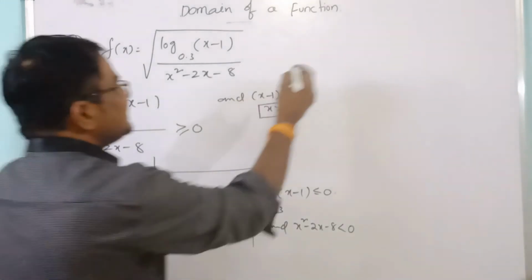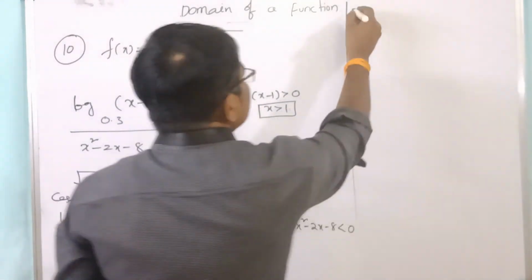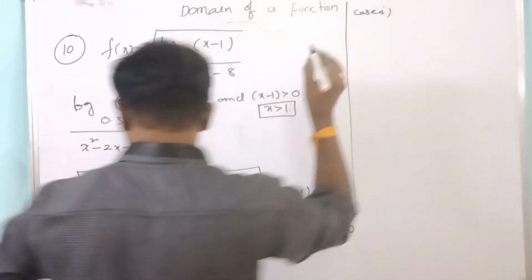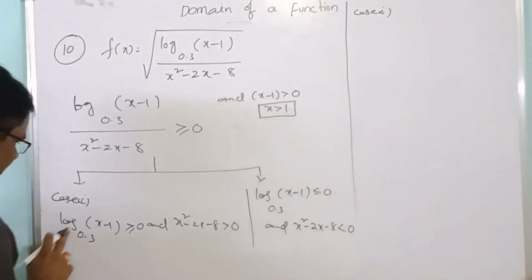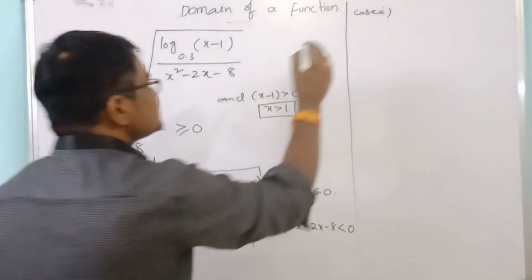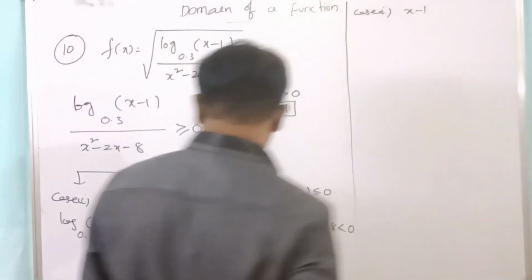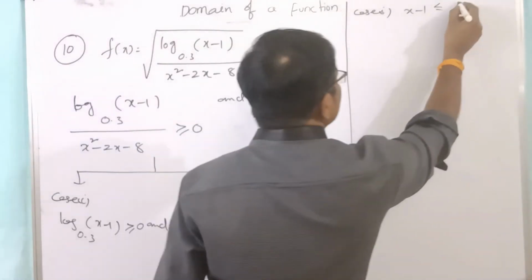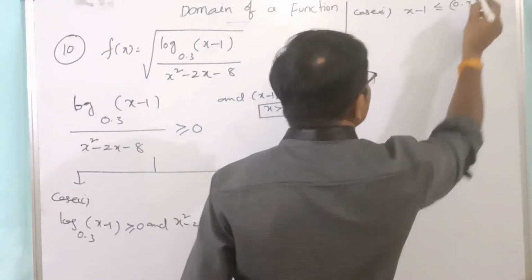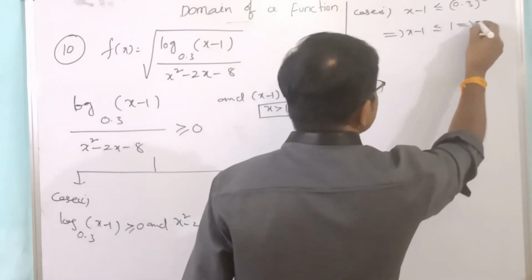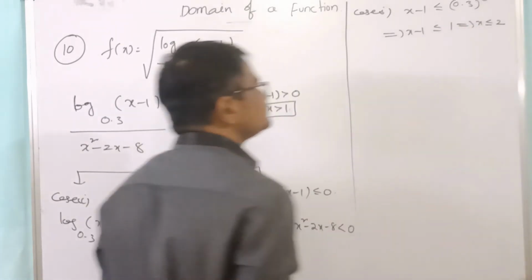So first take case 1. In case 1, what have you taken from this one? Here log f of x to the base g of x greater than or equal to 0, where g of x is between 0 and 1, means here x minus 1 less than or equal to 0.3 whole to the power of 0, because the greater than or equal to becomes less than or equal to. That implies x minus 1 less than or equal to 1, that implies x less than or equal to 2.